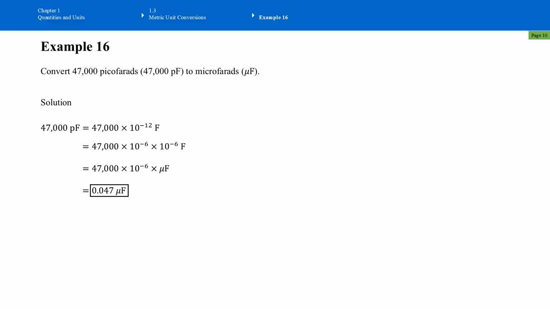The last 10 to the minus 6 is converted to the prefix micro. And then the 47,000 and the first 10 to the minus 6 combined. This equals 0.047 microfarad.